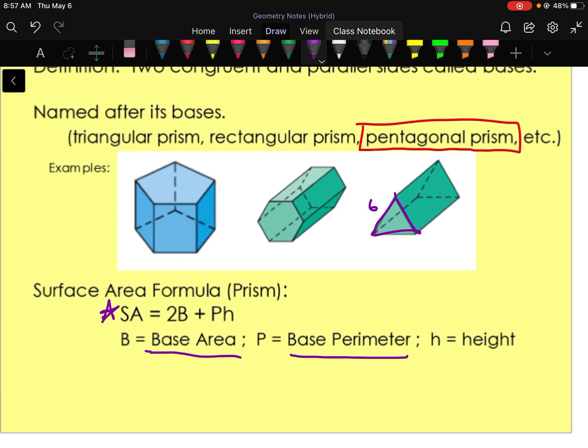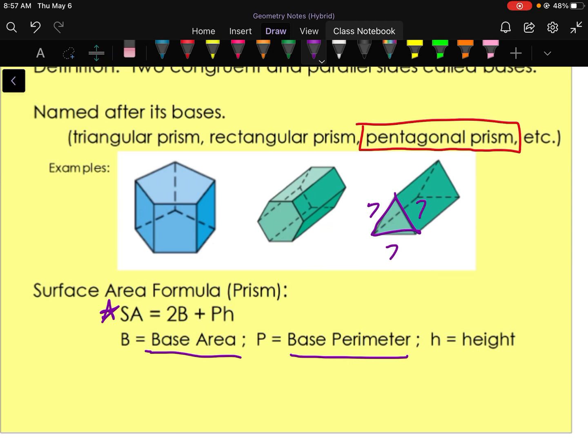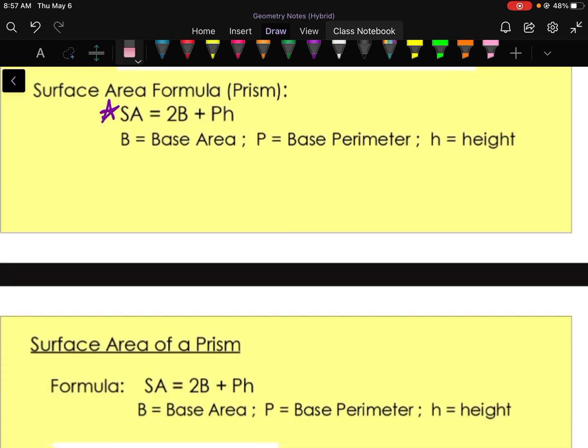If this was, let's make it an equilateral triangle, 7, 7, 7, the perimeter would be 21, so you'd have to find the perimeter and then multiply it by its height. Its height here is kind of weird because it's laying flat, but it would be this distance. Or in my pentagonal prism, this would be my height. Here would be my height in the hexagonal prism. So we have to find a few different things, and it's going to bring back a lot of those ideas we talked about in Unit 9.